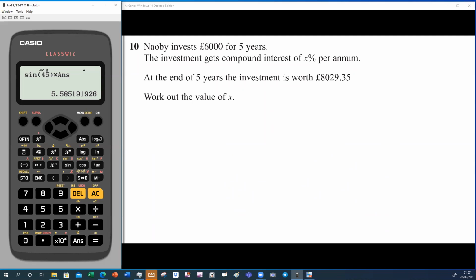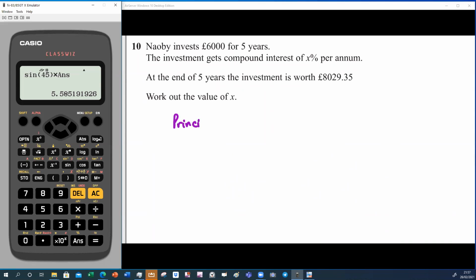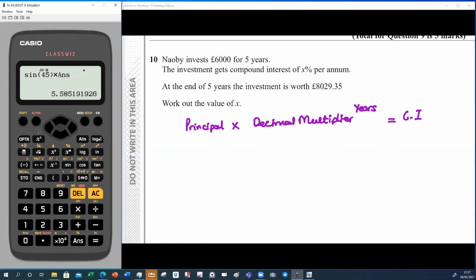Okay, lovely. So remind us what we've been doing over the last couple of lessons. We've done compound interest. What's that lovely formula? It's the original, so Principal times the decimal multiplier to the power of time. Yeah, that's right, time. Equals the compound interest. And actually here, the time we could put it in specifically is the number of years.